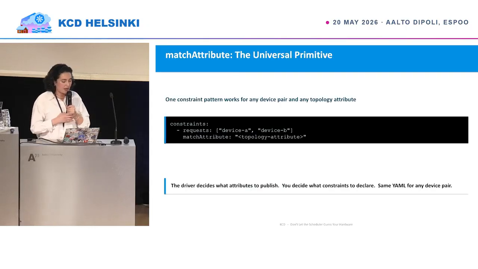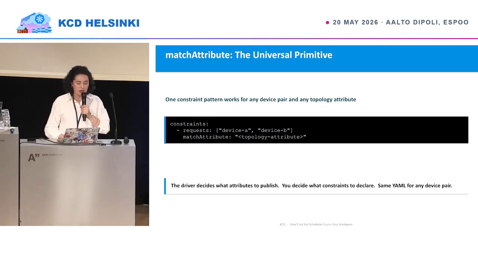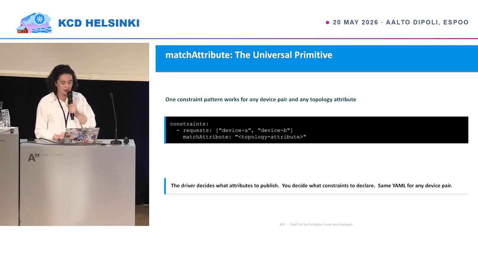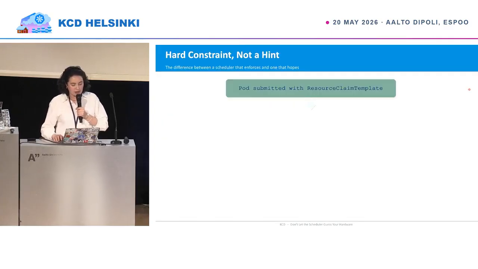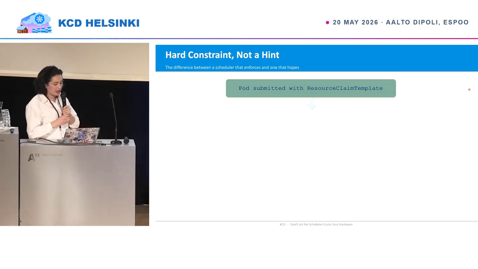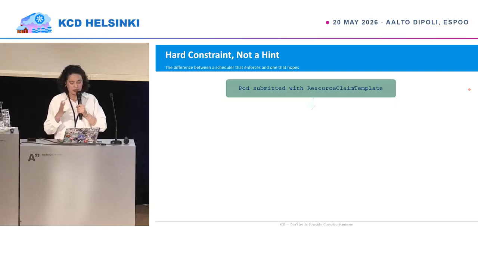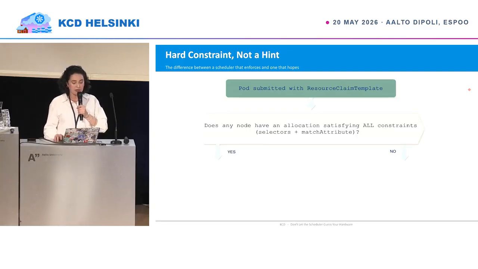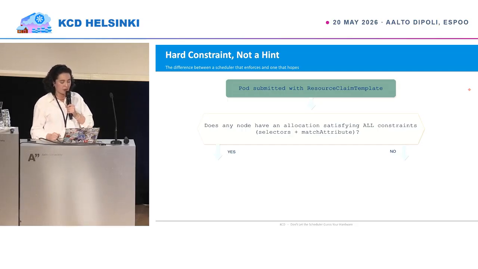So the match attribute is a universal primitive. It means that these two devices requested previously need to share the same value of the specific attribute that needs to be exposed by their DRA drivers. One thing about the hard constraint: this is not a soft or scheduling constraint. If the cluster does not have a node that satisfies this constraint, the pod stays pending.